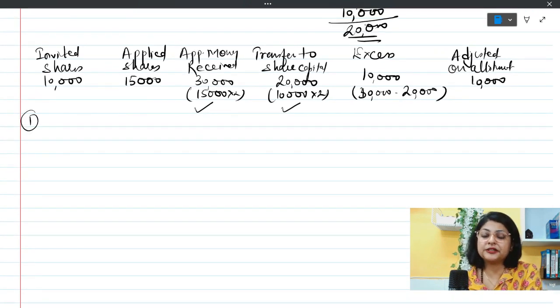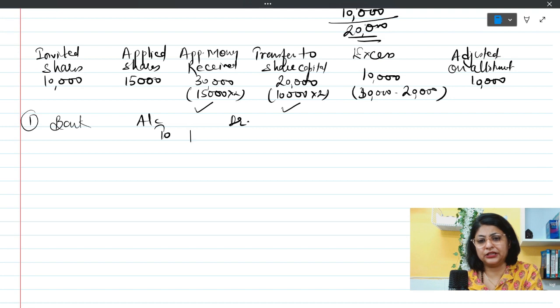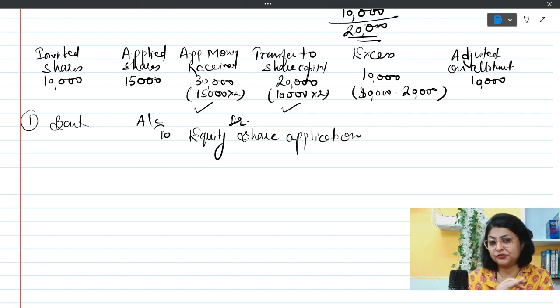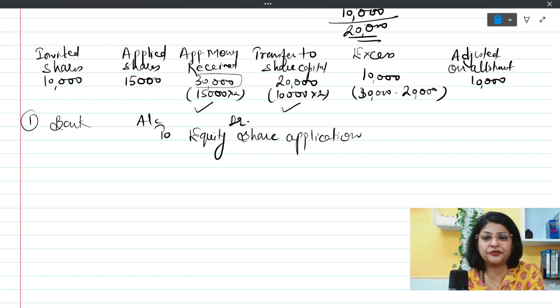So the first entry in this situation will be bank account debit to equity share application. And here we will be multiplying 15,000 into 2. Why 15,000? Because the applications were received for 15,000 shares. So this amount we are going to fill over here, which we have already calculated. Rupees 30,000 we are going to write here because company received 30,000 rupees from the shareholder.